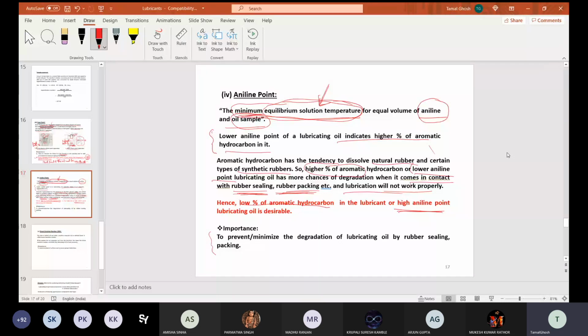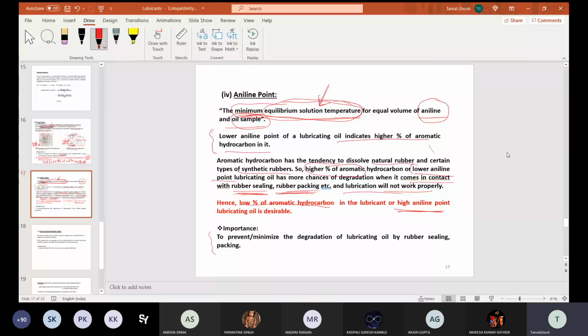Now when the aromatic percentage is less in the oil, aniline is aromatic, but the oil that we are going to use has a relatively lower percentage of aromatic hydrocarbon. In that situation, we may need a relatively high temperature to reach miscibility.